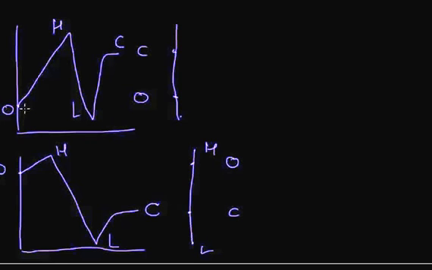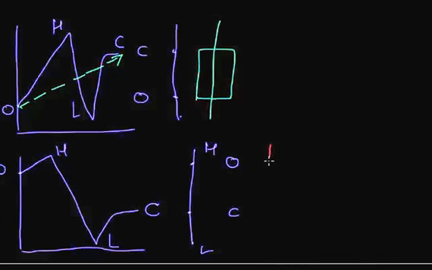Now in this diagram, because the price is eventually moving up towards the end of the day, this candle is going to be a green candle. So how do you draw this candle? This is the highest point, this is the lowest point, this is the open, and this is the close.